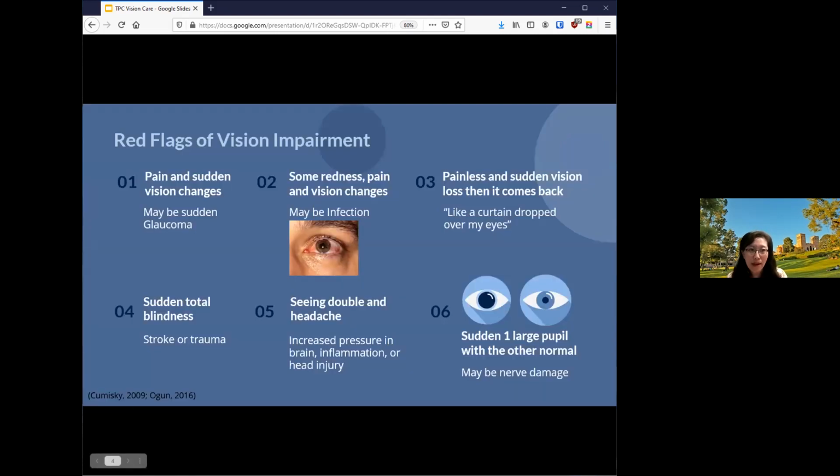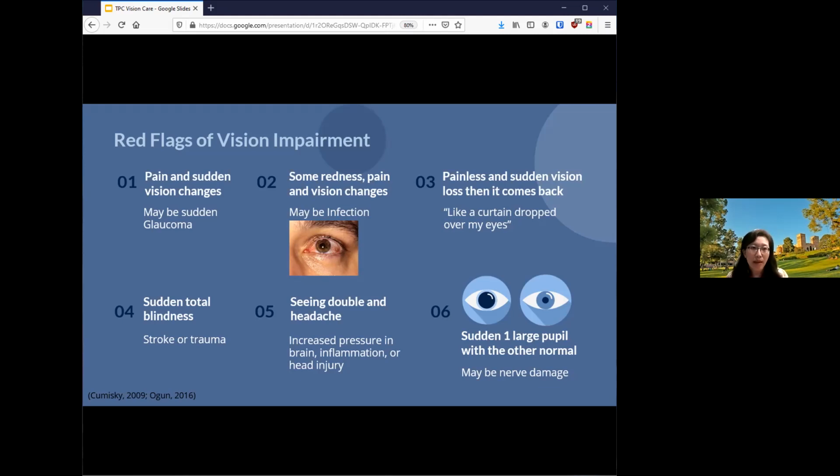So here are some red flags of vision loss that may require more urgent care. Let's say you're talking to your client, and they say, my eyes hurt and everything suddenly got blurry. This may be a case of sudden glaucoma, and this type of glaucoma can be reversed if your client seeks care within 24 hours. If you see your client with bloodshot eyes, like in the photo, and they complain of pain and blurriness, for instance, this could be a severe form of pink eye, also known as conjunctivitis, and that can lead to permanent vision damage if left untreated.